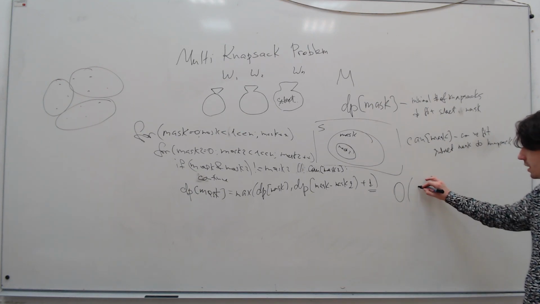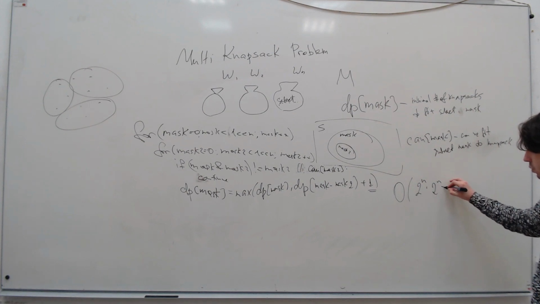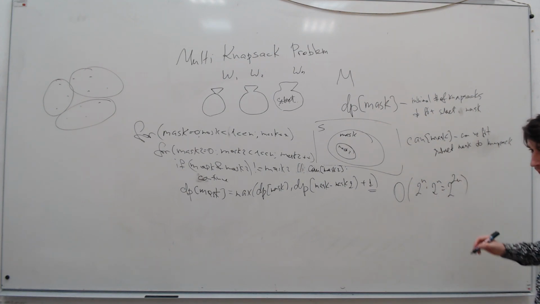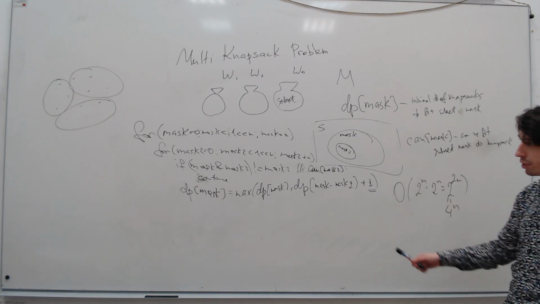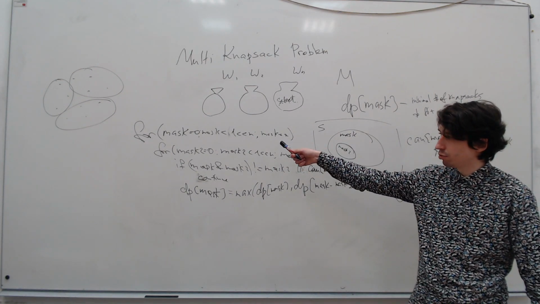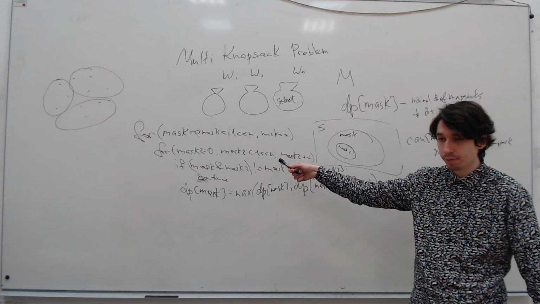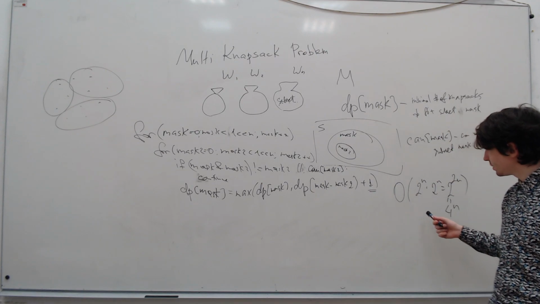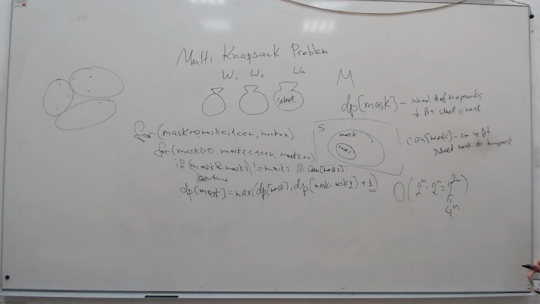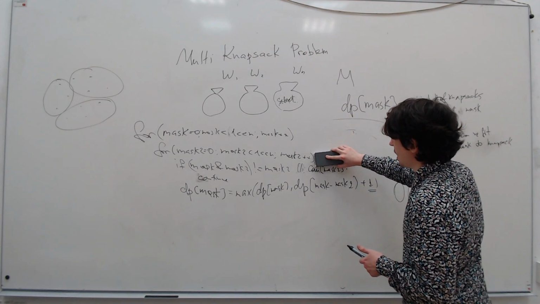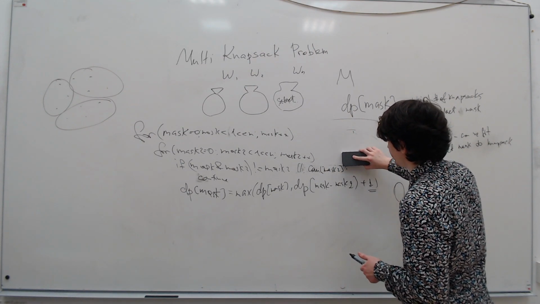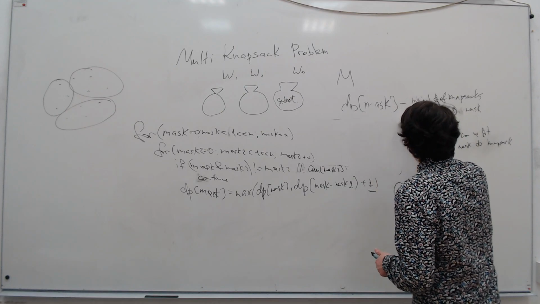So the complexity here is 2^n times 2^n, which is equal to 2 to the power 2n, which is 4^n itself. So the outer loop is 2 to the power of n, the inner loop is 2 to the power of n, and thus their complexity is this one. Right now I will explain how to improve this complexity.